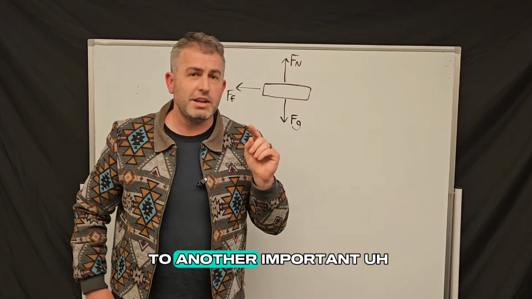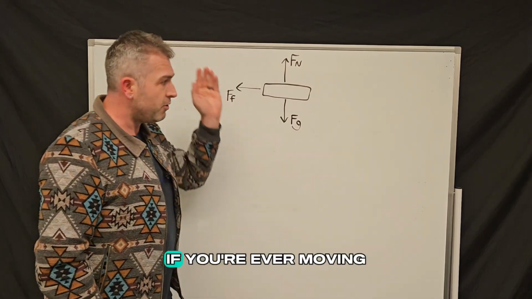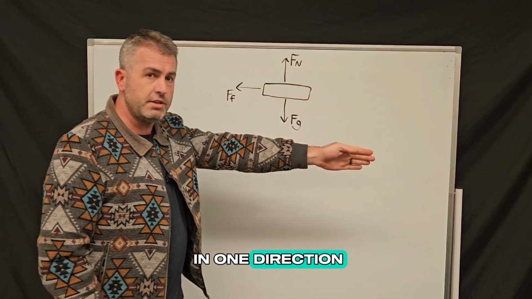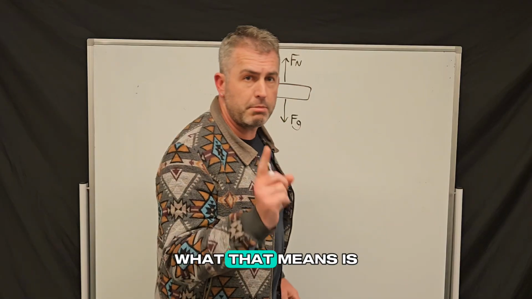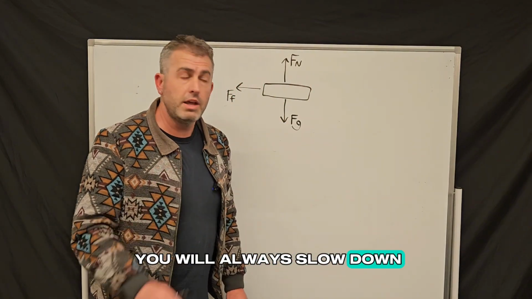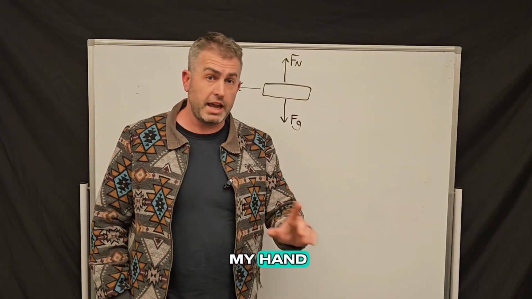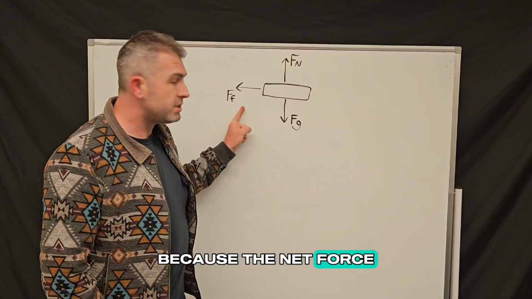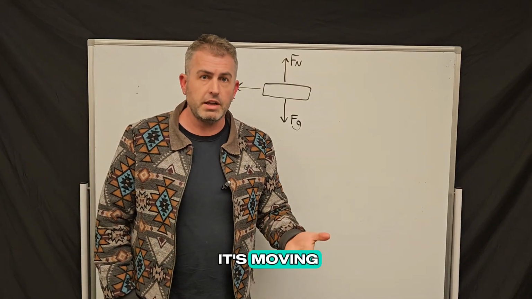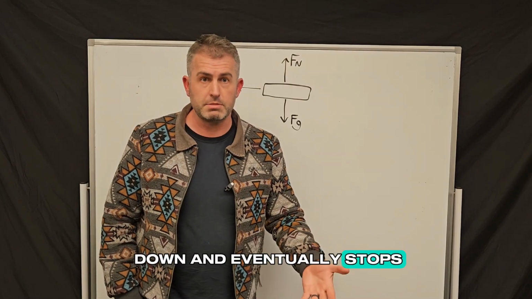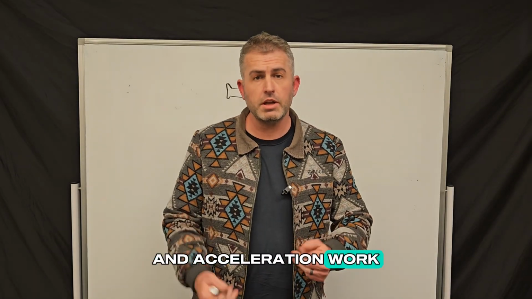And that brings us to another important thing to understand about force and acceleration. If you're ever moving in one direction, but you're accelerating in the opposite direction of your motion, what that means is you will always slow down. And that's the reason this textbook slows down and comes to a stop after it leaves my hand, because the net force is now pointing left, which means it accelerates the opposite direction that it's moving, and therefore it slows down and eventually stops.